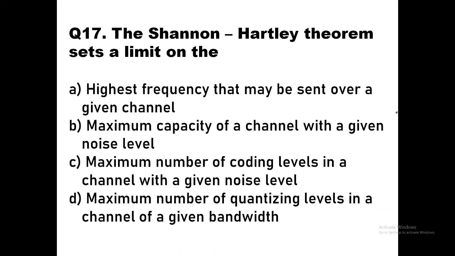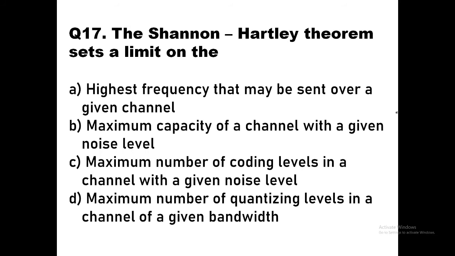The Shannon-Hartley theorem sets a limit on what? The options are: highest frequency that may be sent over a given channel, maximum capacity of a channel with a given noise level, maximum number of coding levels in a channel with a given noise level, and option D, maximum number of quantizing levels in a channel of a given bandwidth.